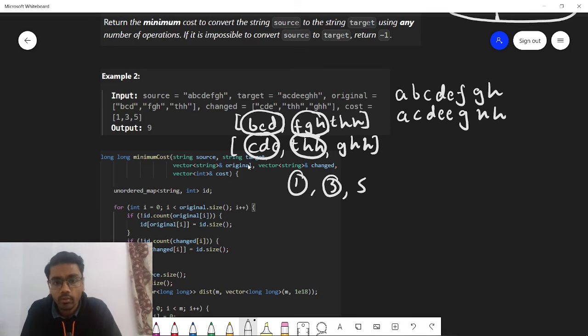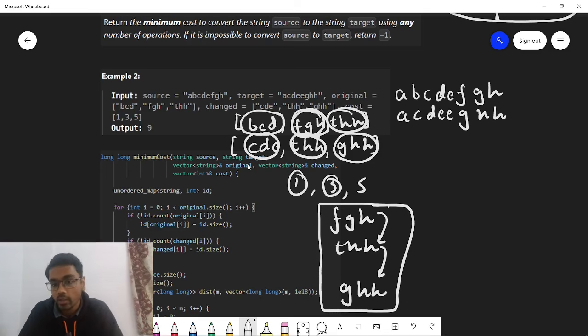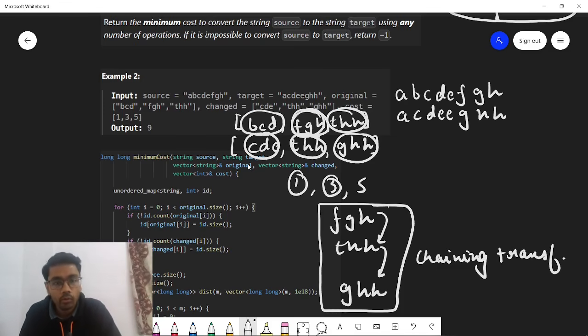So this is what the question is saying. You can't choose an overlapping string, but you can choose the same substring again and again. In this case, you have chosen the substring FGH, so you can convert it to THH. Now you can again choose this substring THH, which is present in the original array, and convert it to GHH. So you can convert FGH to THH, and then THH to GHH. You can choose the same substring again and again, so it is a kind of chaining transformation.